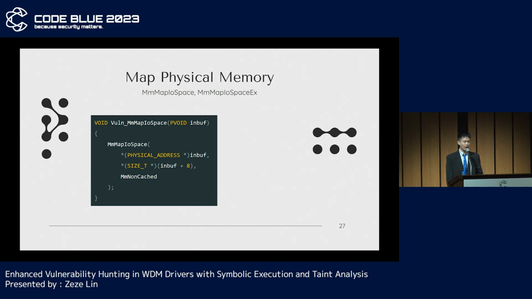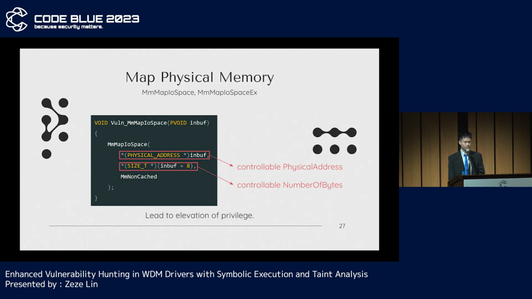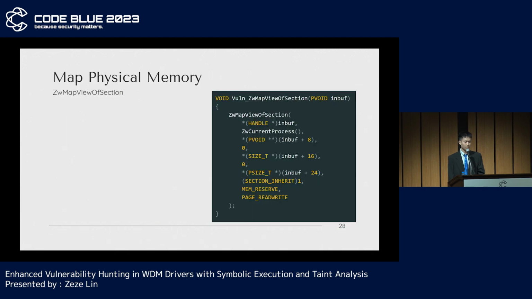IOCTLens hooks MmMapIoSpace and MmMapIoSpaceEx and sees if the physical address or number of bytes are tainted, which means they are controllable, which may lead to elevation of privilege, because an attacker can exploit the vulnerability to map an arbitrary physical address.